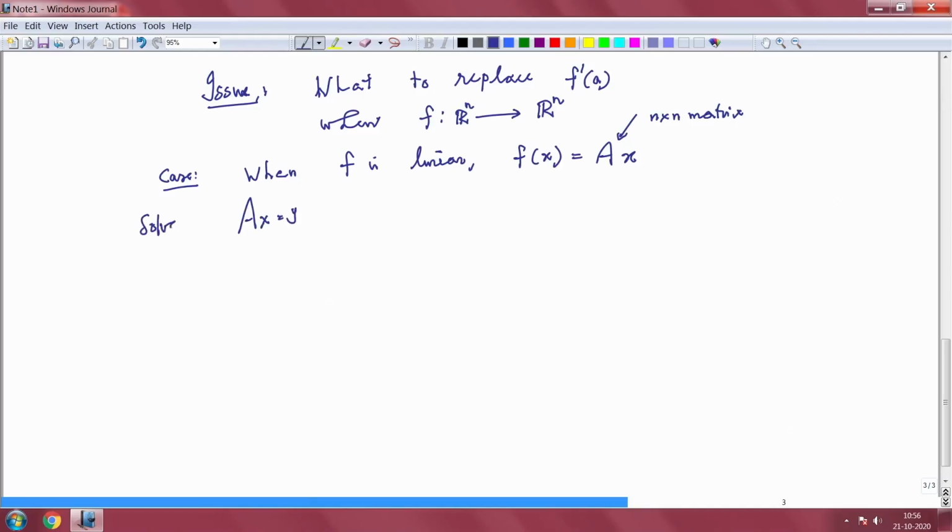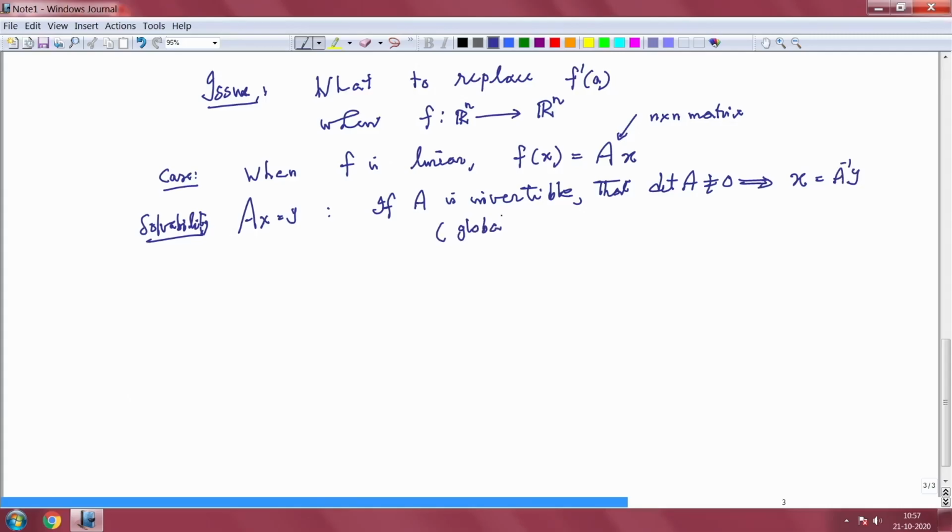You know from linear algebra the complete analysis of it, right. So, one case is that if A is invertible, that is, determinant of A not equal to 0. That immediately implies you can solve x uniquely, x equals A inverse of y, and this is the global condition. So, you can solve globally.